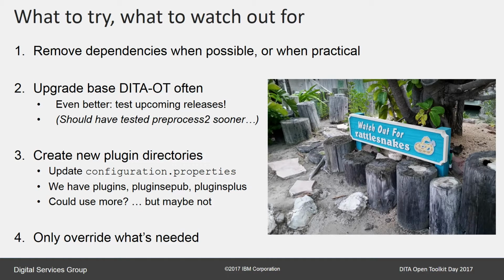One thing I have found useful for the issue of debugging across other people's code is to create new plugin directories. Maybe some of you don't know this. The configuration properties file in the toolkit lets you specify alternate locations for plugins. By default, it looks in a demo directory and the plugins directory. And that demo is just because that's where all plugins were back in DITA-OT 1.0.